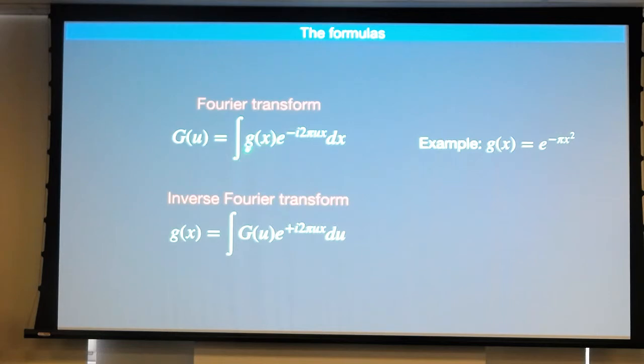The transform is actually this nasty integral. We take the original function, we multiply it by one of these complex exponentials whose frequency depends on u, and then we integrate out all of the x values, and then we get something that depends on u. And the inverse transform is almost exactly the same, there's just the complex conjugation here.